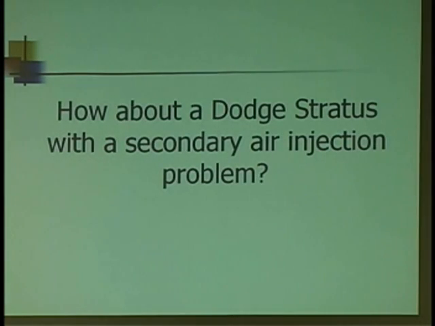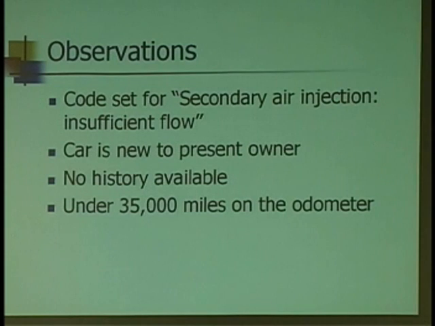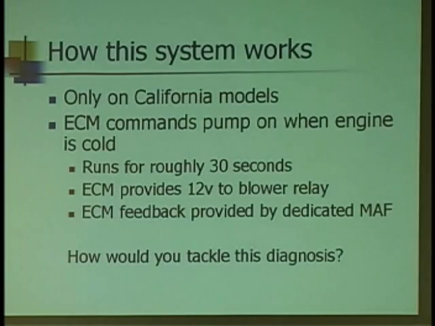I think you'll enjoy this one. This young lady bought the Dodge Stratus from our dealer, and she was an employee of the dealer. The car only had 30,000 miles on it, didn't have any history on it, and it had a code set for secondary airflow insufficient. Okay, so first thing I'm going to do is I'm going to do some digging on the system. How does this work?